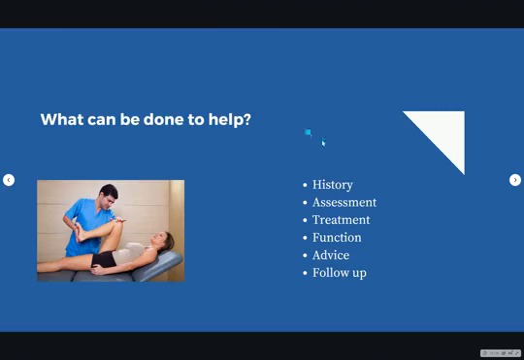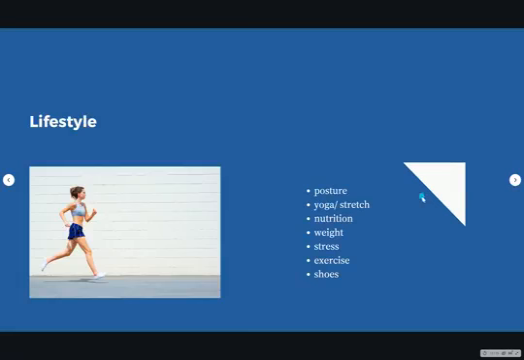So what can be done to help? We do a history, then we do an assessment on the hip area. We diagnose that and then do a treatment. We restore the function of the hip and the alignment of the hip area. We give advice as far as what people should do at home, including exercises and stretches, and then we follow up. We also recommend lifestyle changes. That could be postural changes, yoga and stretching, nutritional changes to help the healing process, weight management, and weight distribution on the joints, stress, because stress can be pro-inflammatory, exercise, and shoe wear.